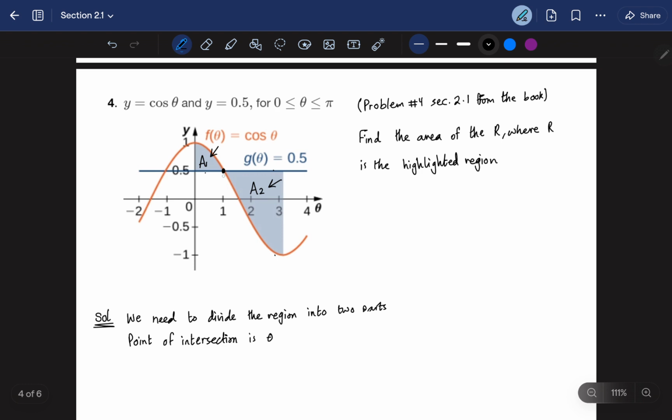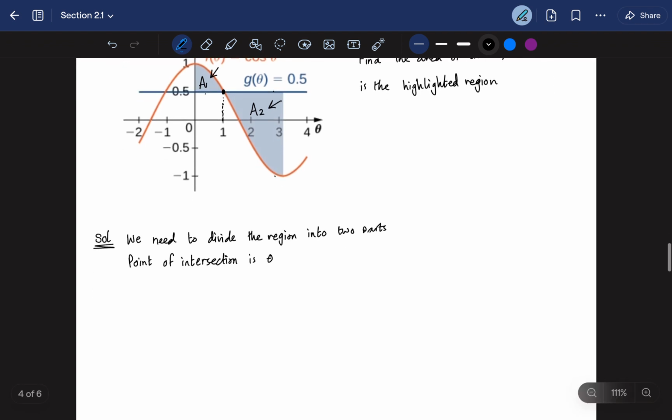The point of intersection here is just 1. So this is the point where I'm going to split my integral. And since we're integrating from 0 to pi, the total area is from 0 to pi.